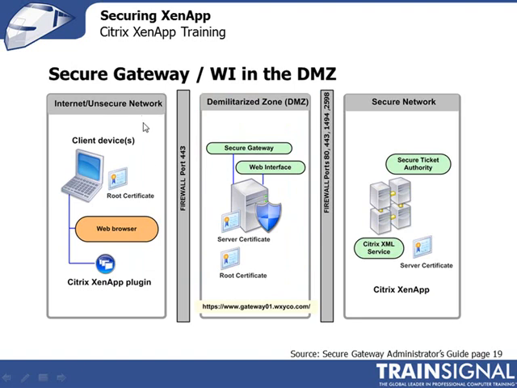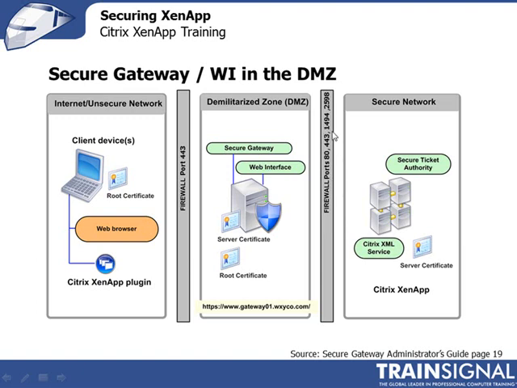Now, the Secure Gateway can be deployed in your environment in any number of different ways, right? So right now this diagram illustrates the Secure Gateway and the web interface in the DMZ. Users that are connecting from the outside are going to traverse the firewall. They're going to hit the Secure Gateway, and the Secure Gateway will proxy the connection and secure the connection to the web interface and allow you access to the inside resources.